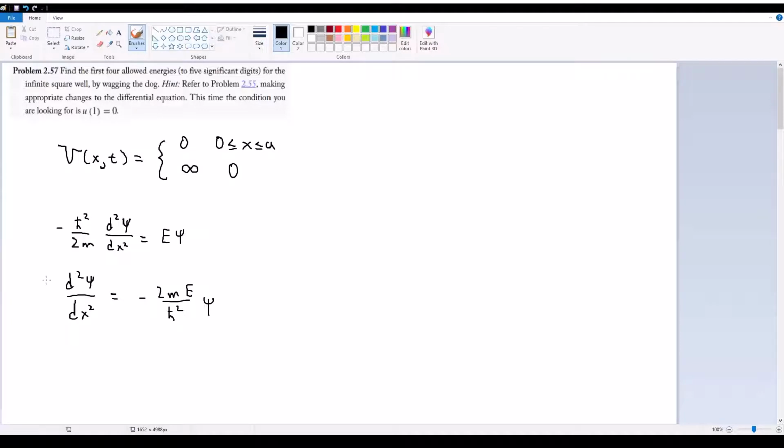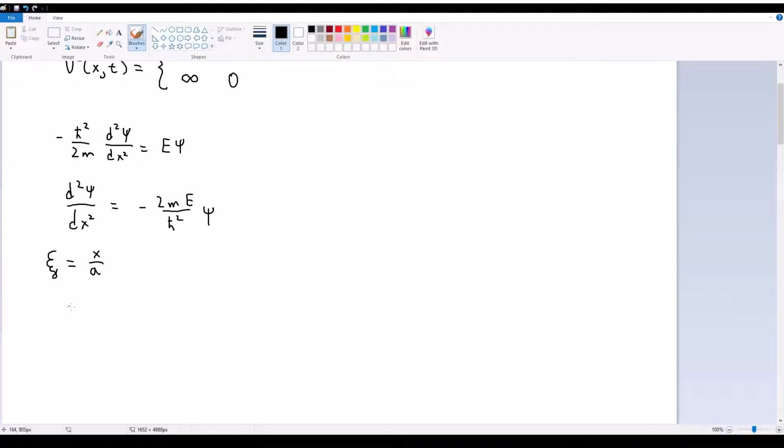So I'm going to make the substitution of chi being equal to x over a and redefine my wave function in terms of chi instead of x. So in that case, if I do this, then by chain rule we have d psi by dx is going to equal d psi by d chi multiplied by d chi by dx. And d chi by dx is just going to equal 1 over a, so this is equal to 1 over a times d psi by d chi.